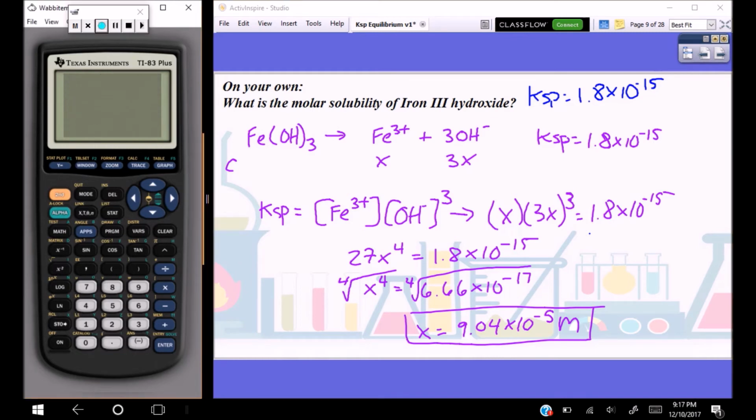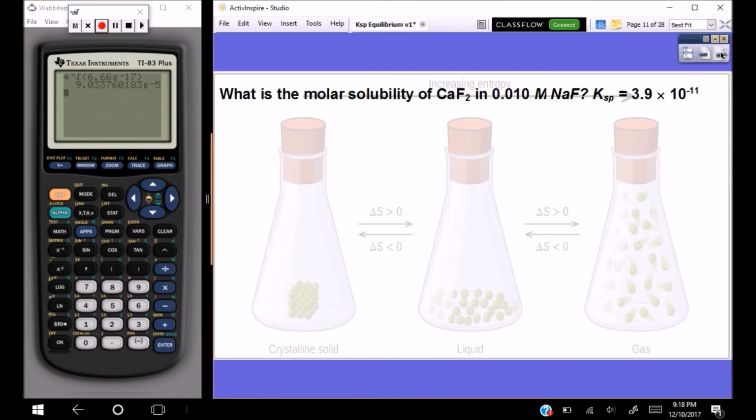So again, I might have to do that special thing before. So I put in the number, go to number 5 under math, 4 with the cubed root, or the 4th root. So after I went through and did my division, I got 6.66 e to the negative 17. Okay. And I get 9.0337. I guess before, when it was 6.6 repeating, I rounded up to 9.04, but it's close enough. 10 to the negative 5th molar. Okay. All right. Now the last one.